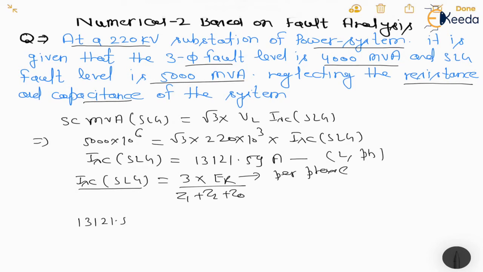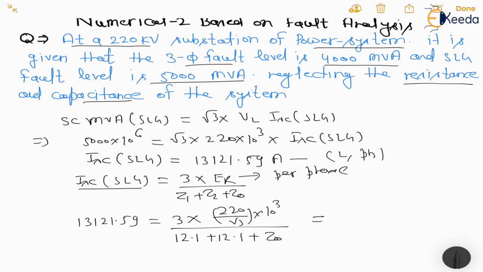So putting in the values, 13121.59 is equal to 3 into ER, that is 220 upon root 3 into 10 to the power 3, upon Z1, which we have calculated as 12.1, and we know that in general Z1 is equal to Z2, so plus 12.1 plus Z0. So we can calculate Z0 here, which comes out to be 4.84 ohm. So that is all about this question. Thank you.